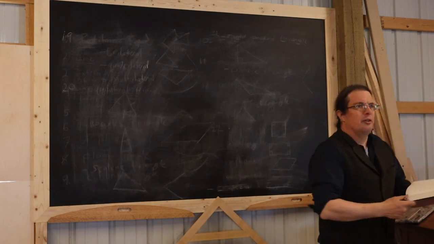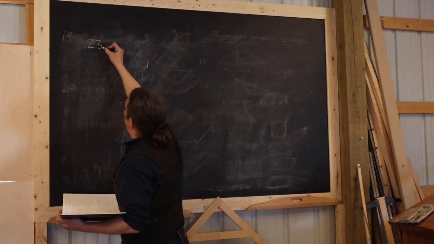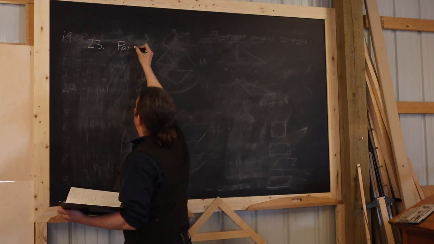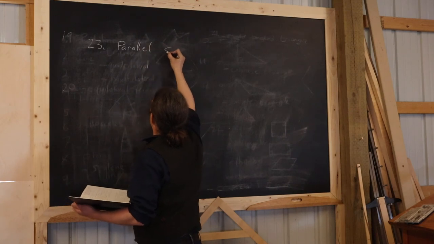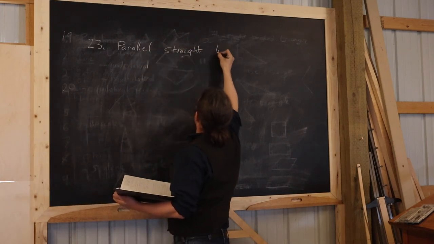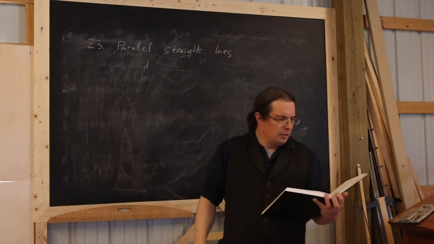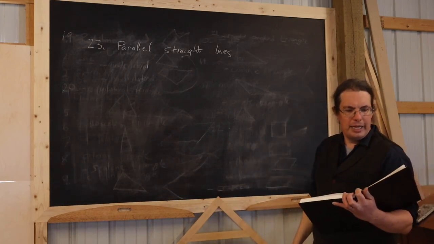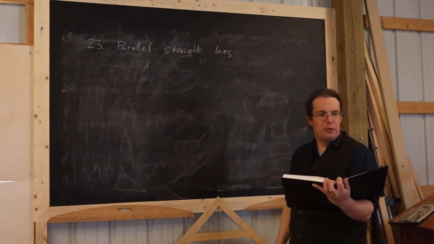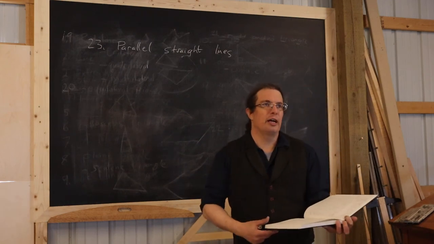We define what parallel straight lines are. Definition 23 is for parallel straight lines. These are lines which, being in the same plane and being produced indefinitely in both directions, do not meet one another in either direction.